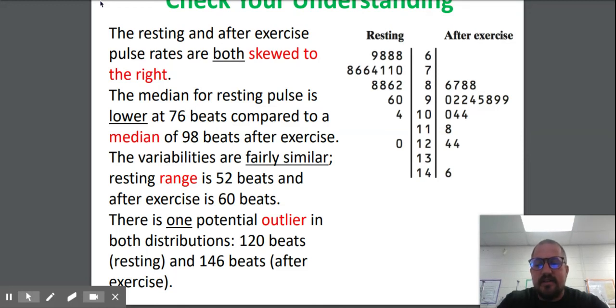So in the resting heart rate, there's 120 beats. That's an outlier. And in the after exercise heart rate, there's one at 146. That would be an outlier.